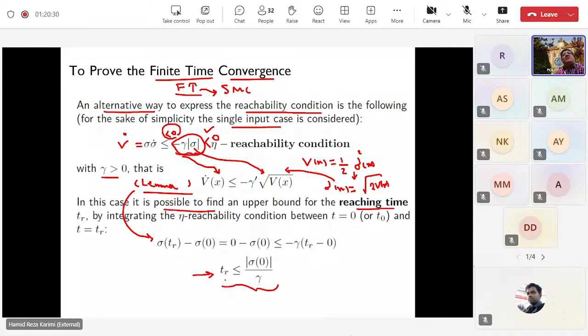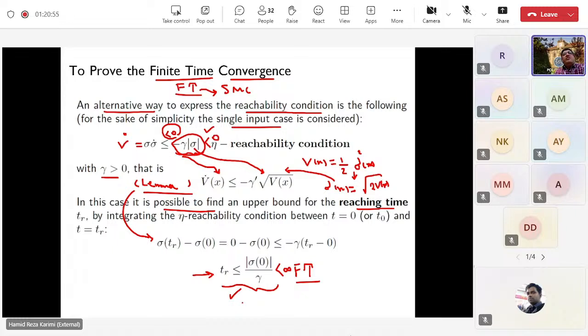So the reaching time is less than the norm of sigma zero over gamma. This is the finite time. It means that you can guarantee the convergence in a finite time, and TR is bounded, less than infinity, and that's it. It is a finite time convergence. This property is very important.